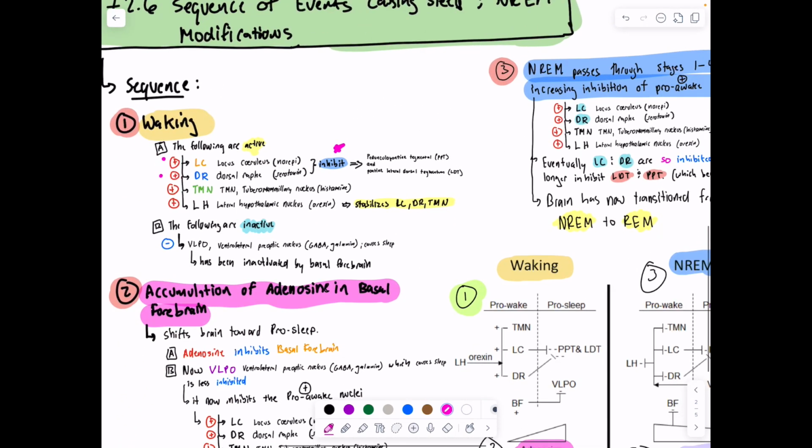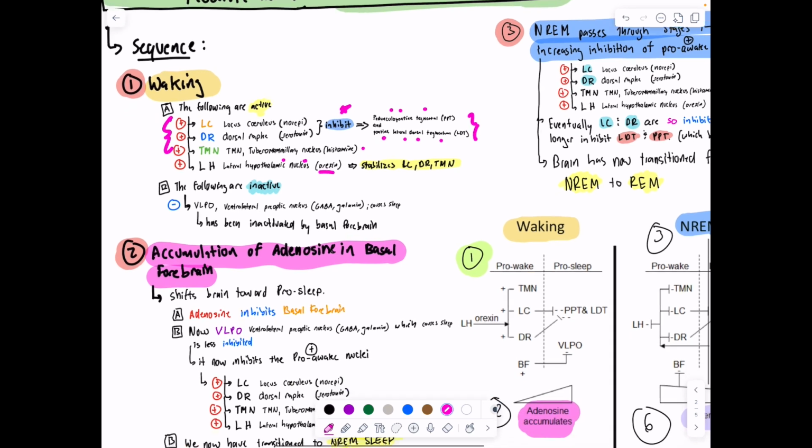and remember that's pedunculopontine tegmental and pontine lateral dorsal tegmentum. Yikes. Those two inhibit our pro-sleep ones. Then the TMN, tubero-mammillary nucleus, releases histamine, which is pro-awake. And the lateral hypothalamic nucleus releases orexin, which stabilizes all three of these so that they're not inhibited.